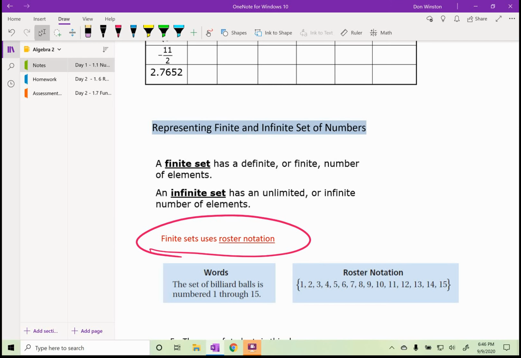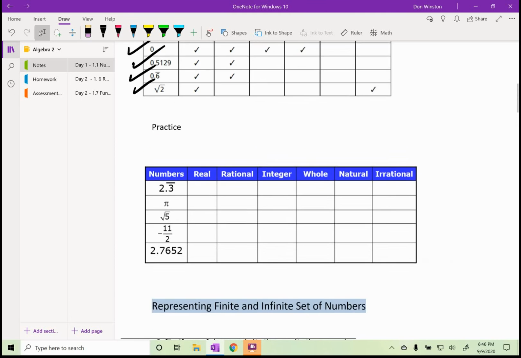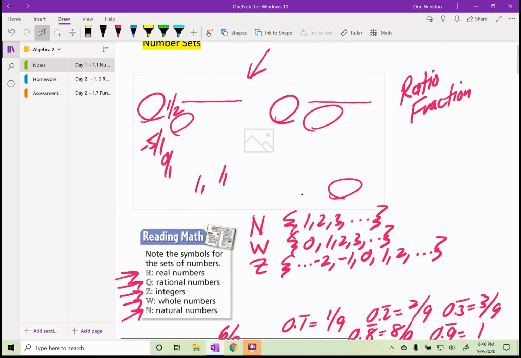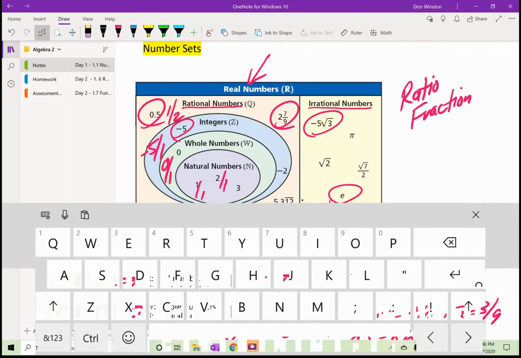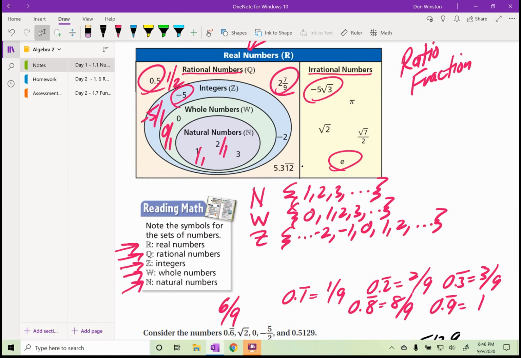Well, you're probably thinking, wait a minute, Mr. Winston. When you were talking about the set of natural numbers, whole numbers, and integers, you used roster notation. Aren't those sets infinite? Yes, they are. The set of natural numbers, whole numbers, and integers, they go on forever. They are infinite. But in this case, I can write them using roster notation. And there's a specific reason why I can do that. You'll see why when we look at interval notation. But I can use roster notation with that set. I'm using the ellipses to indicate that they go on forever.